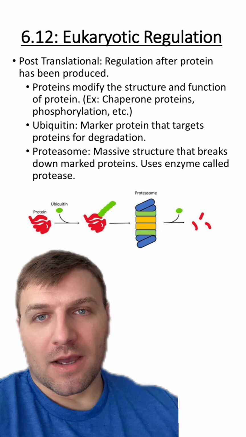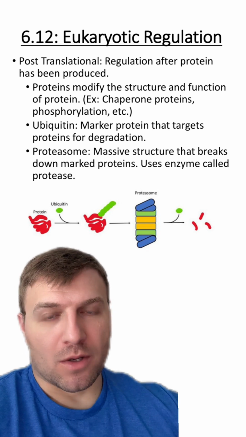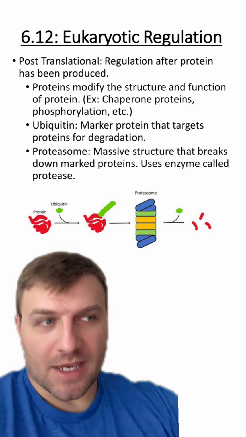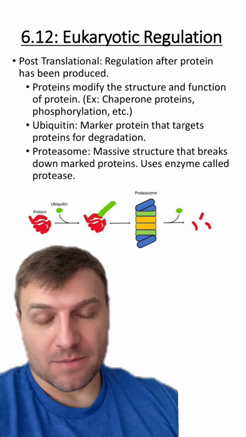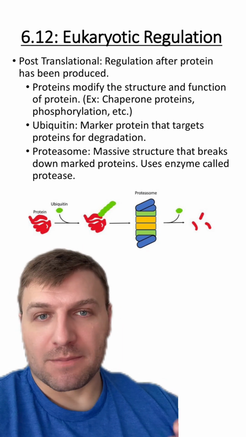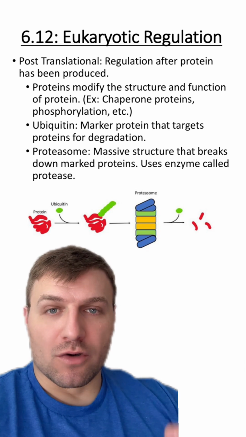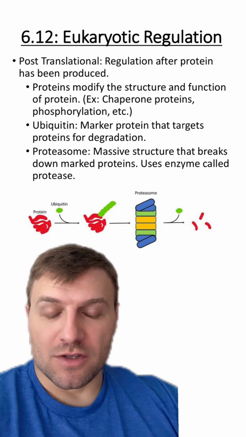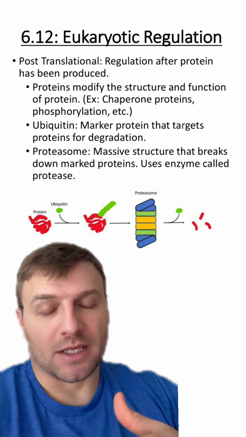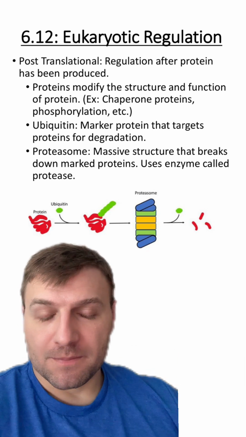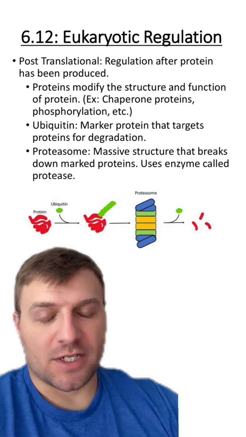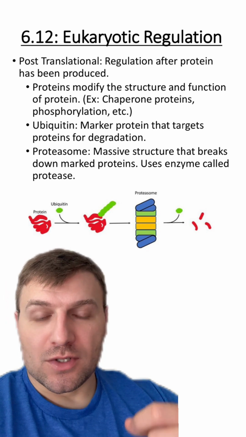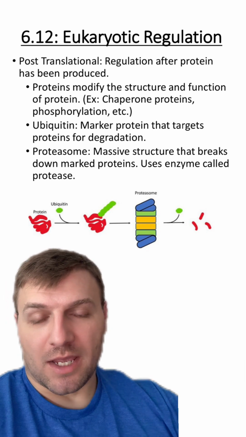Our last type of eukaryotic gene regulation is called post-translational control. This is after translation has occurred or after the proteins have been produced. What can happen is these proteins can be modified to fit a specific structure and function that the protein needs, like chaperone proteins helping modify and fold the protein. Or what can also happen is a ubiquitin marker is tagged on a protein that's not needed, which signals it to be broken down by something called a proteasome.